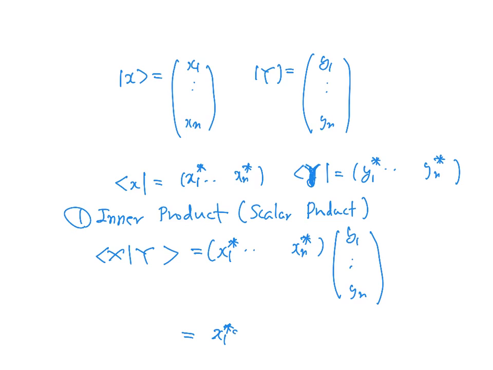It is x1 star y1, plus x2 star y2, plus up to xn star yn. So if you have a bra vector and a ket vector, then you can form an inner product between the bra vector and ket vector to form a scalar product. You obtain a scalar.